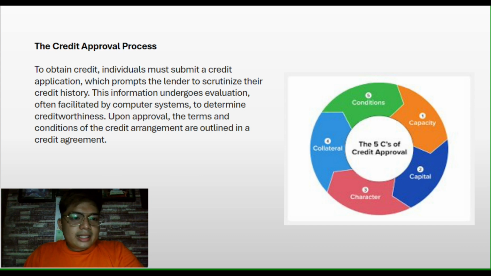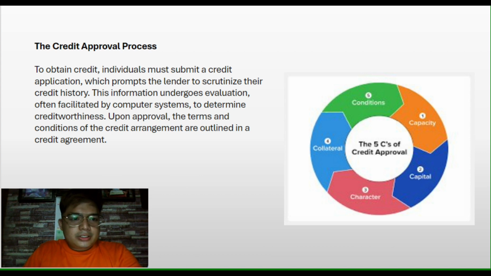Fourth, the collateral. Collateral refers to assets that the borrower pledges as security for a credit card debt. While credit cards are typically unsecured, meaning they do not require collateral, some lenders may offer secured credit cards and require a deposit as collateral. Collateral provides the lender with recourse in the event of default, reducing the risk associated with extending credit.